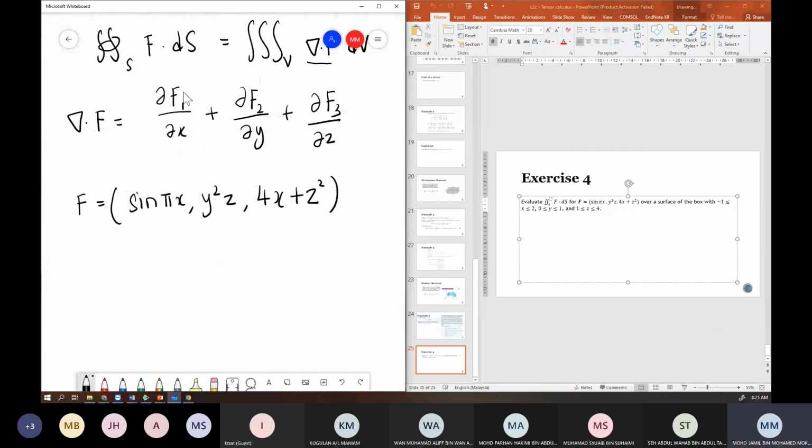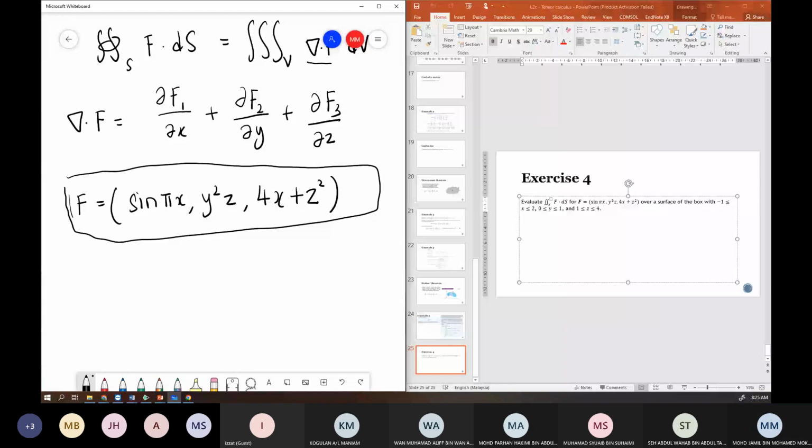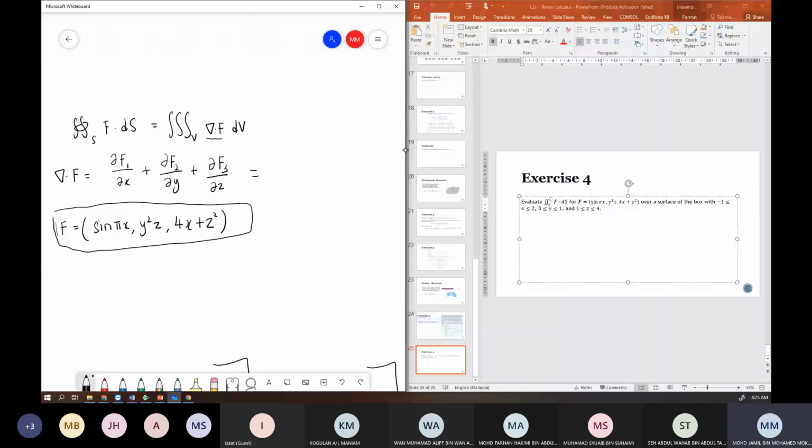Okay, so let's differentiate del f1 with respect to x. So this is f1, f2, and f3. For f1 we have sine pi x. Differentiating with respect to x, we get pi cos pi x.